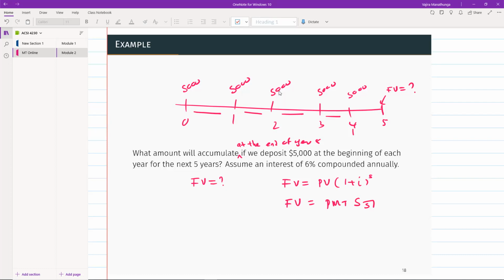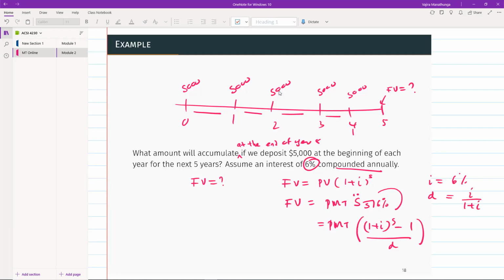s-angle-5. This one is annuity due, so I would use a double dot. And the rate is 6%. It's effective for 6 years. I mean, effective for 5 years. Okay, so now let's solve this. Payment times, and this formula, if you look at this, it's 1 plus i to the 5 minus 1 over d. Okay. And what's the i? i is 6%. Then what's the d? You can always solve d using i over 1 plus i. Okay. So use that.